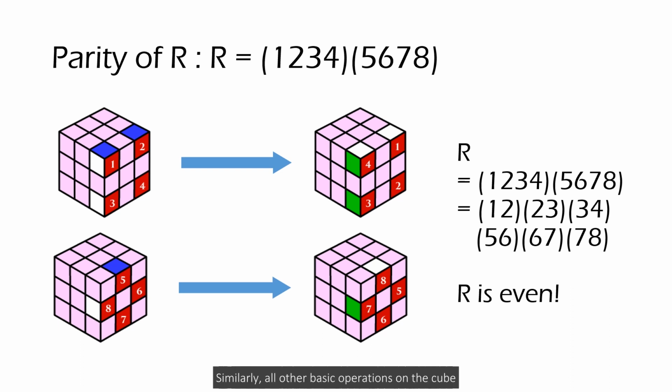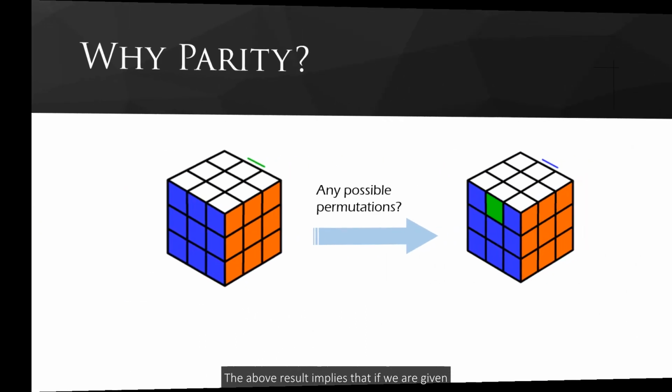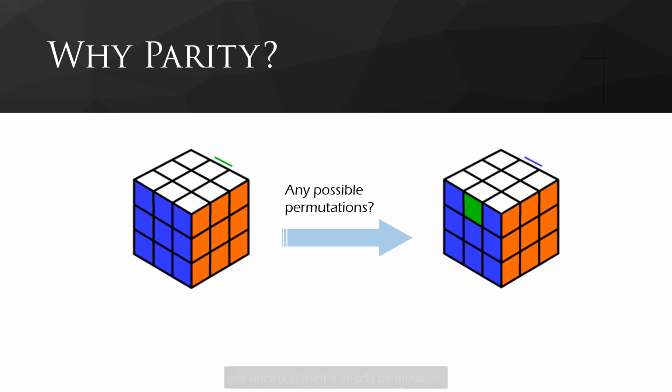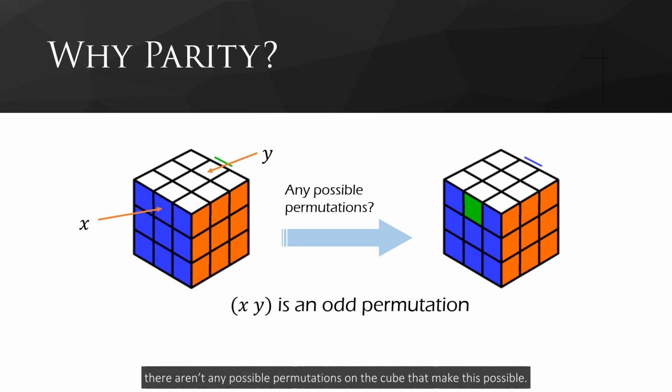Similarly, all other basic operations on a cube are even permutations. This makes us conclude no matter we do anything on a cube, we are doing an even permutation to the cubies. The above result implies that if we are given an odd permutation on the cube, we cannot make it happen without reinstalling the cube. And for our original question, can the opposite cubies switch their positions? We can first denote these cubies as x and y, and since xy itself is an odd permutation, there are not any possible permutations on the cube that make this possible.